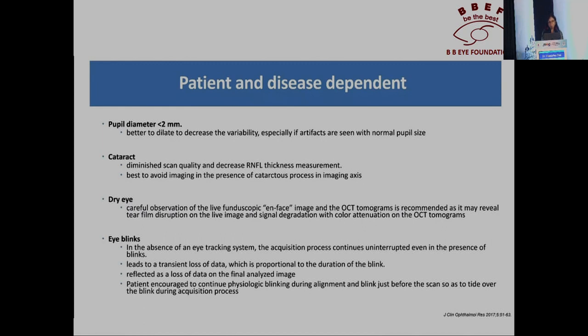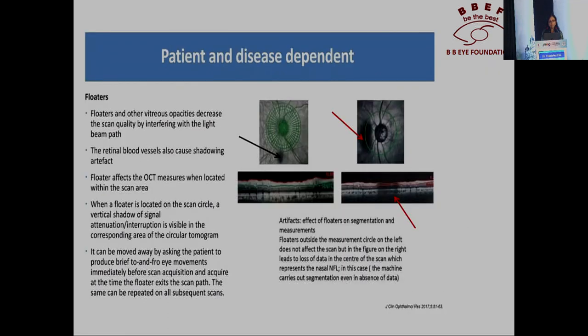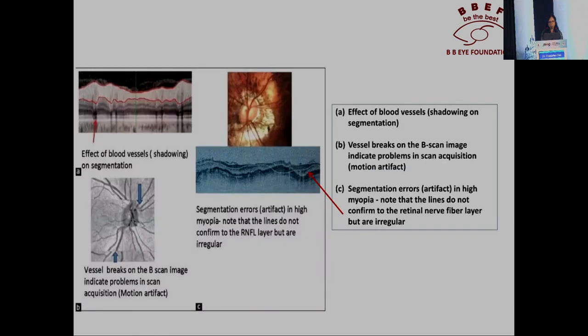Dry eye, definitely you've got to take care of the dry eye. And the eye blinks which come in between, in the absence of an eye tracking system, the acquisition process continues uninterrupted even in the presence of blinks. So you've got to be careful about that. I'll talk about those with pictures a little later. So patient and disease dependent floaters. If you see there, when a floater is located on the scan circle, a vertical shadow of the signal attenuation interruption is visible in the corresponding area of the circular tomogram, and that can actually affect your OCT scan and give you a misinterpretation of what's going on.